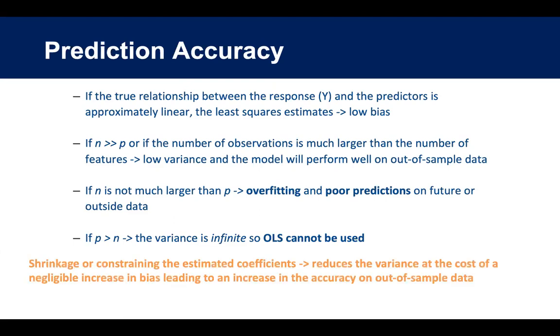So what we're actually focusing on is shrinkage or regularization techniques. By shrinking or constraining the estimated coefficients, we'll likely reduce the variance at a cost of a negligible increase in bias, leading to an increase in accuracy on some out-of-sample or new data.